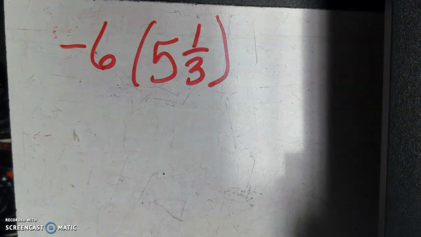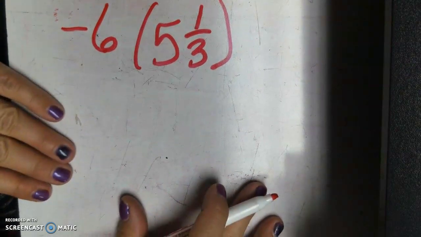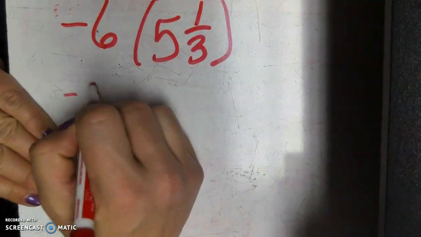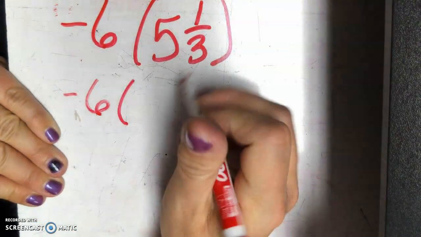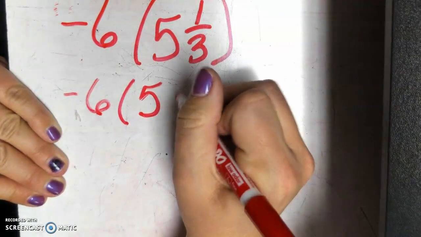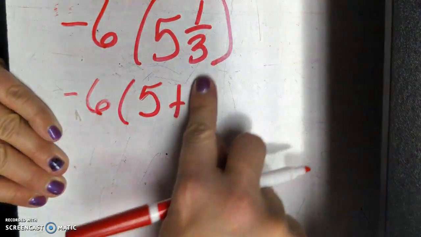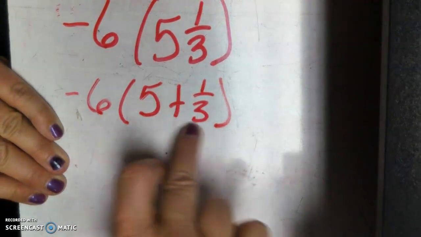Nicole, now we're looking at some different problems. We're using the distributive property. So remember that this problem right here is the same as -6 times 5 plus 1/3. Okay? 5 1/3 is the same as 5 plus 1/3. So here, if I rewrite my problem like that, I can look at this using my distributive property. Okay? Sorry, it's blurry. Gotta clear it up here.